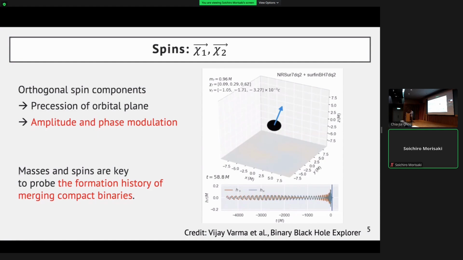Looking at this amplitude and phase modulation, we can get information about the orthogonal spin components. So in summary, by observing the morphology of the signal, we can get information about the masses and spins of the colliding objects, because these masses and spins have imprints from how the binary formed in the past. By measuring those parameter values of a lot of detected CBC signals, we can investigate the formation history of merging compact binaries, and I think we will hear more about this in the next CBC science talk.